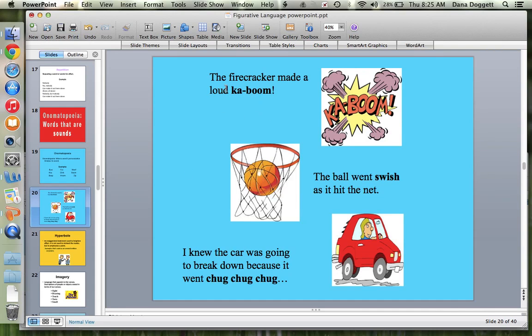A couple more examples. The firecracker made a loud kaboom. The ball went swish as it hit the net. I knew the car was going to break down because it went chug, chug, chug.